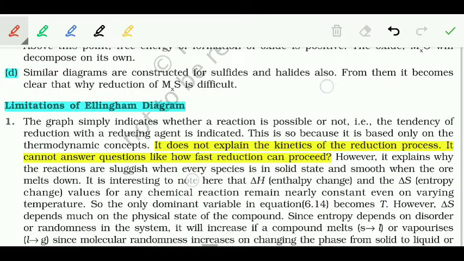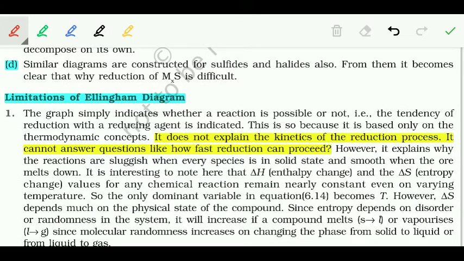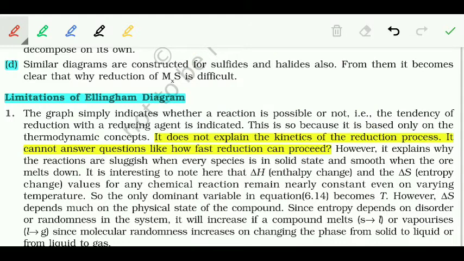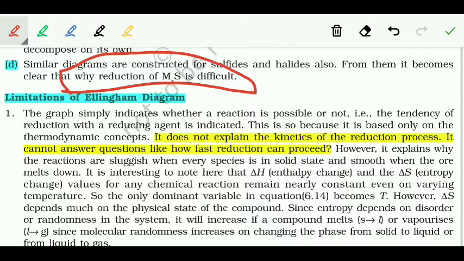Now the last point, point number D. Similar diagrams are constructed for sulfides and halides also. We can draw such kinds of diagrams for sulfides and halides. From them, it becomes clear why reduction of a metal sulfide is difficult. If you compare the sulfide and oxide diagrams, you can clearly see that the lines are different from the oxide, and from that you can predict why the reduction of a metal sulfide is more difficult for us than the oxide.